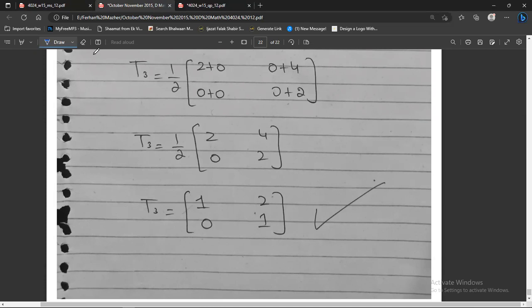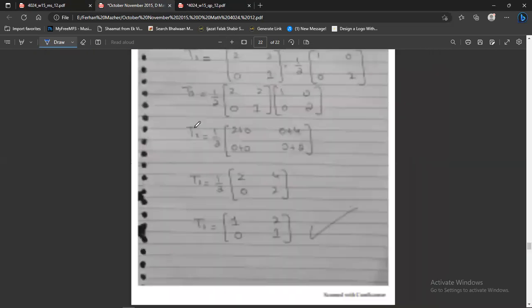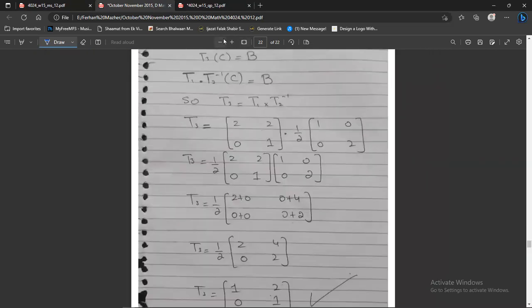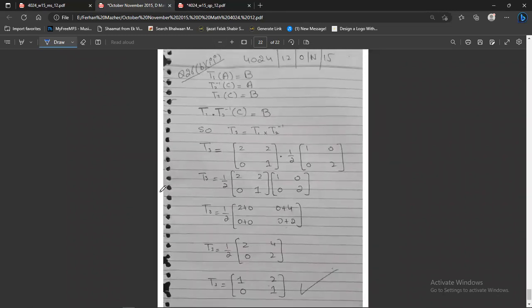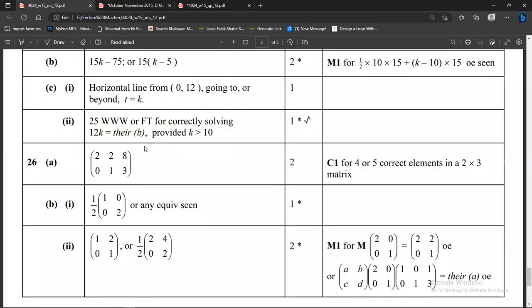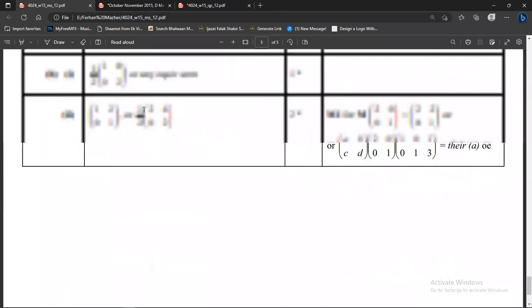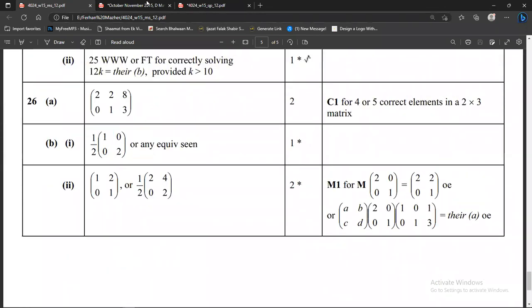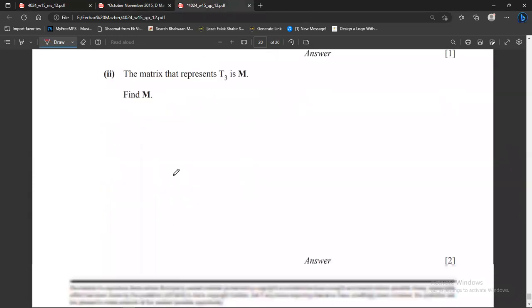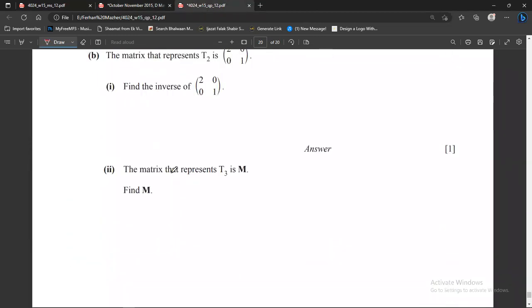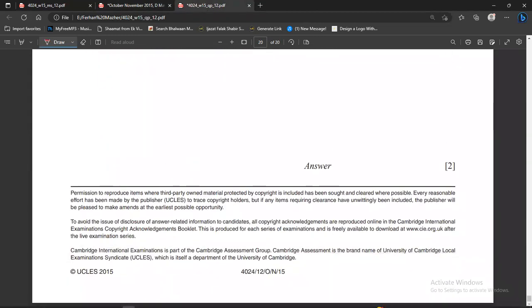This is T3. A very tricky one that needs a lot of concept and full command on transformation and the matrix and understanding of this thing. So let's check. Do we have this answer? 1, 2, 0, 1. This answer is right. So we are done with this. There were 26 questions. The last part was tricky.